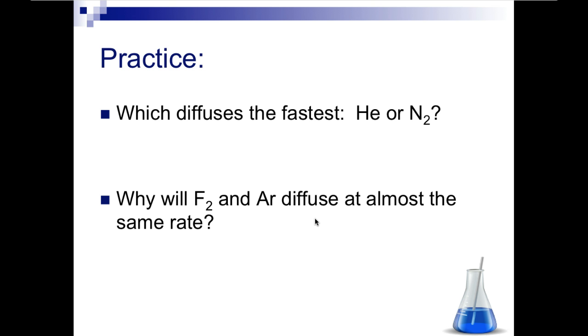So which is going to diffuse the fastest, helium or N2? When you look at this problem, helium is going to diffuse the fastest because it's the lighter one of the two. And it says, why will F2 and Ar diffuse at almost the same rate? That's because they are about the same mass. They're about the same size, so they're going to diffuse at the same rate.